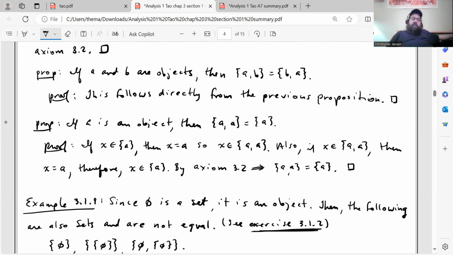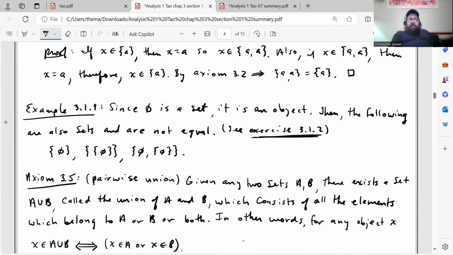Right, another statement that he asks the reader to prove. If A is an object, then the set containing A, comma A, equals just the singleton set containing A. And here's my proof. If X is an element of the singleton set containing A, then X equals A. So X is an element of the set containing A, comma A. Also, if X is an element of the set containing A, comma A, then obviously X is A. Therefore, X is an element of the singleton set containing A, and therefore by axiom 3.2, the two sets are equal.